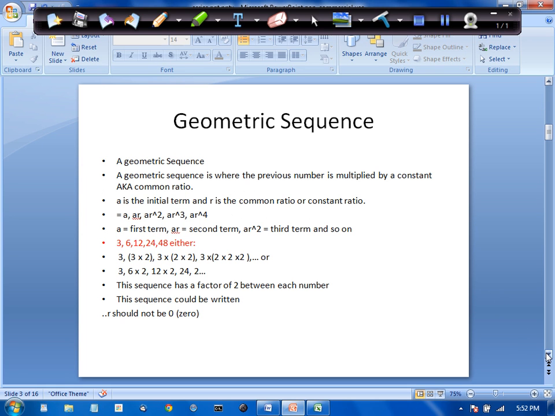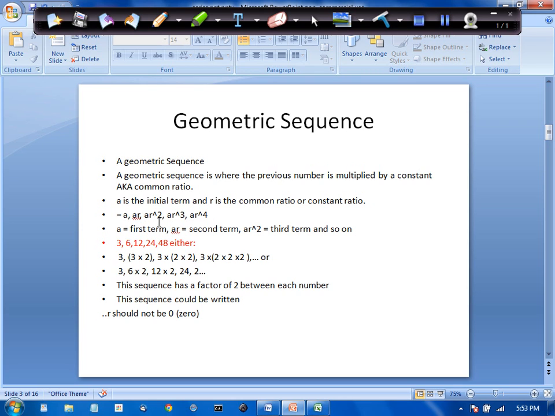A geometric sequence is where the previous number is multiplied by a constant, also known as a common ratio. And this may be shown as a simple algebraic presentation, where a is the first term, whatever you set it, here 3. r is what we call the common ratio, and it gets raised to a power. That's the geometric progression that we've been talking about. So a is the first term, ar equals the second term, ar raised to the second power. This just means raised to the second power, and third power, and so on. Now each of these are elements in the sequence, separated by a comma.